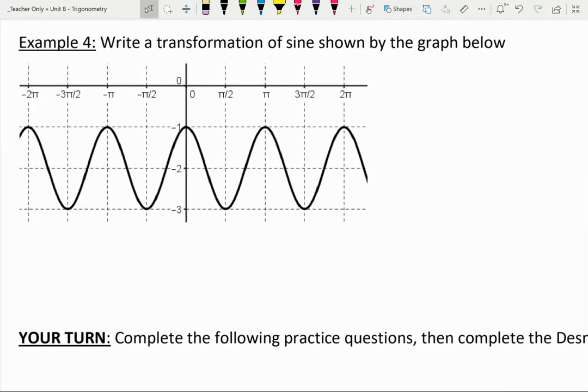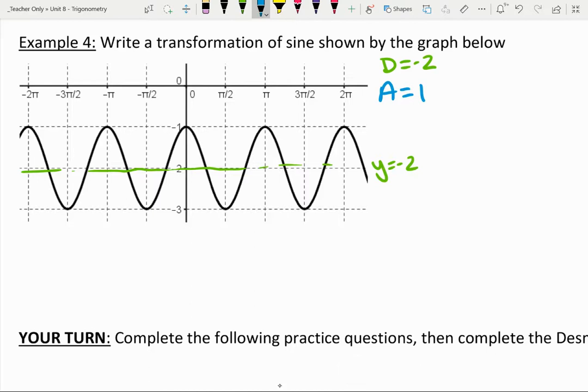So example 4, again, transformation of sine. So starting with maximum, minimum, and midline there, again, we could calculate the distance between -1 and -3, and we would get a midline or a d value at -2. Looks like our amplitude, our distance from the midline to either our maximum or minimum, is 1.